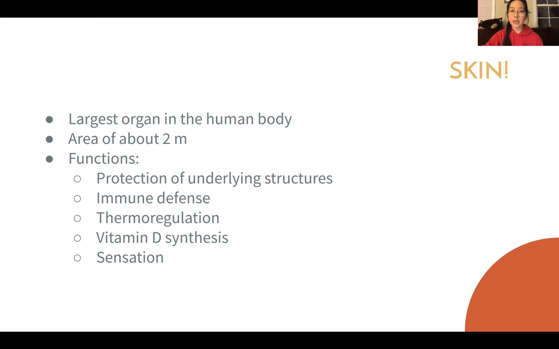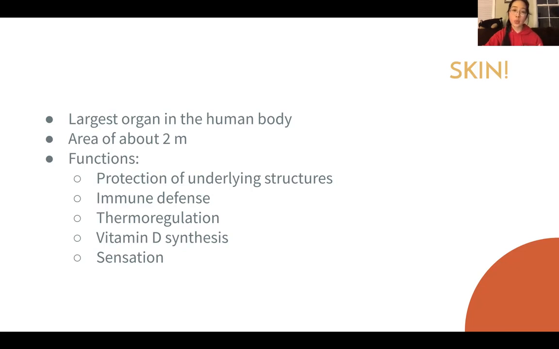It's pretty clear that it protects underlying structures, and it acts as a barrier between the inside of the body and the outside. But it also plays some other related functions, like, for example, immune defense. It's part of the first line of defense in the immune system through secretions. The sweat and the sebum that your skin glands produce have some antimicrobial properties, and your skin also harbors some phagocytes, which are immune cells that engulf bacteria. It also does thermoregulation.